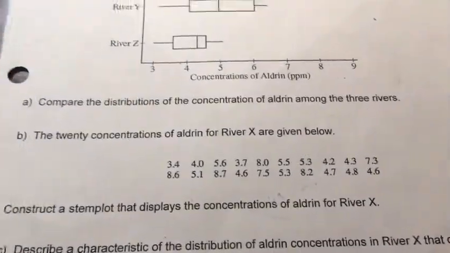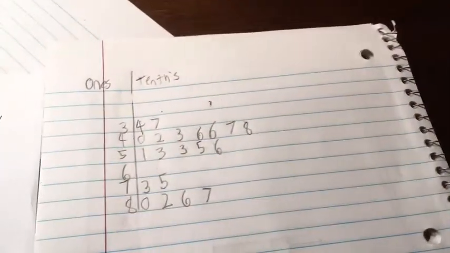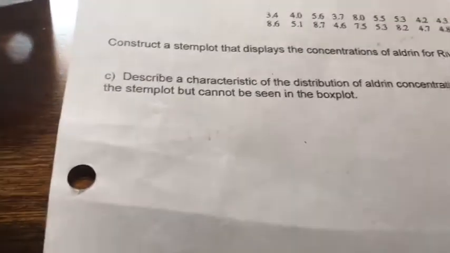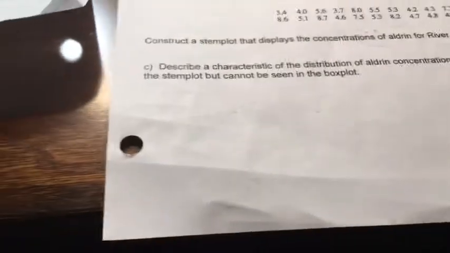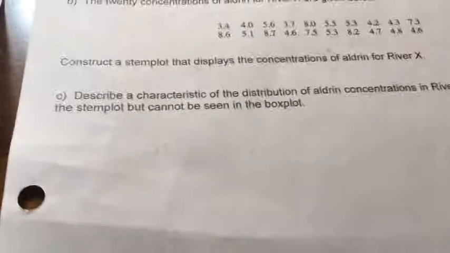For B, it says construct a stem plot of river X, and I went on to do that over here. These are the tenths, as you can see. Just a good look at the shape. And then for C, it says describe a characteristic of the distribution of the aldrin concentrations in river X that can be seen in the stem plot but cannot be seen in the box plot.